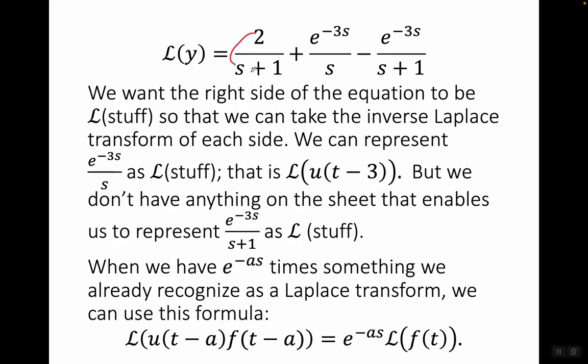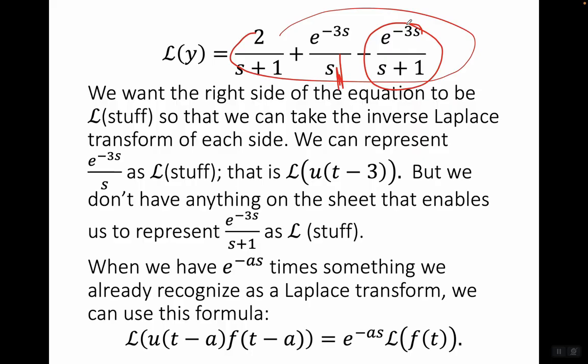So we want this stuff on the right side of the equation to be a Laplace transform of stuff, so we can take the inverse Laplace transform of each side. Oh, we can express e to the negative 3s over s as a Laplace transform of stuff. That's good. That's just u of t minus 3. But we don't have anything we've seen on a formula sheet that enables us to represent this, e to the negative 3s over s plus 1, as the Laplace transform of stuff.